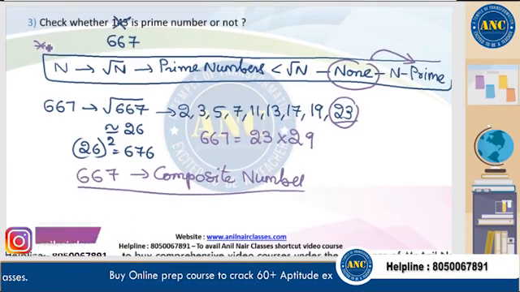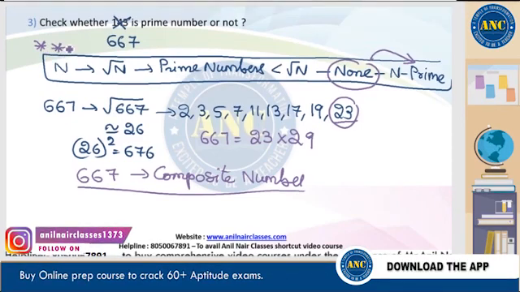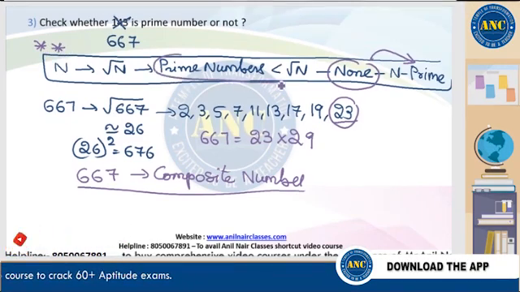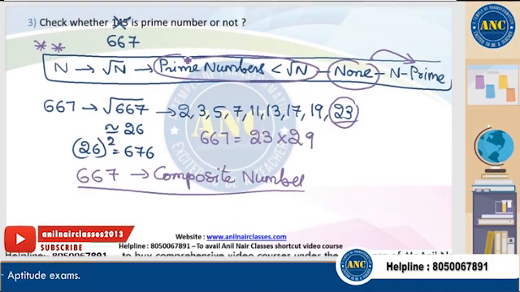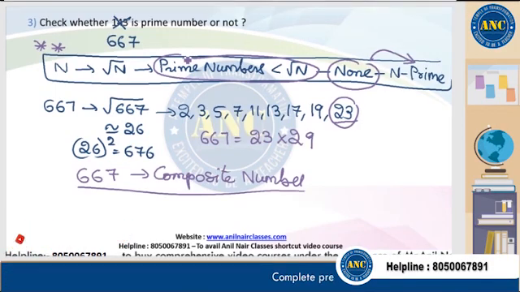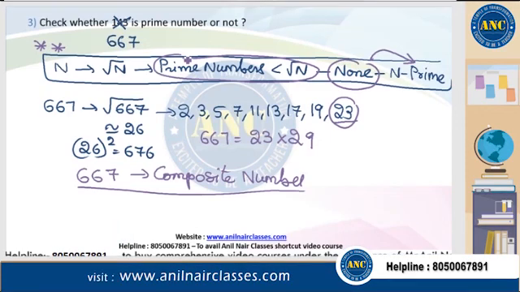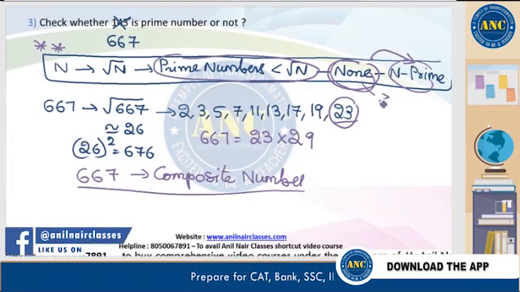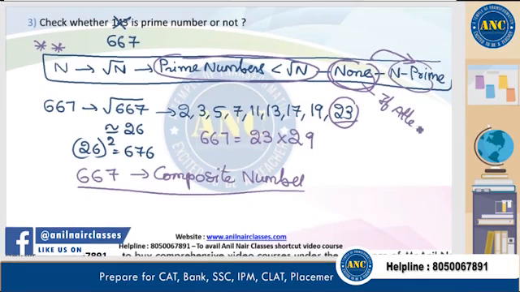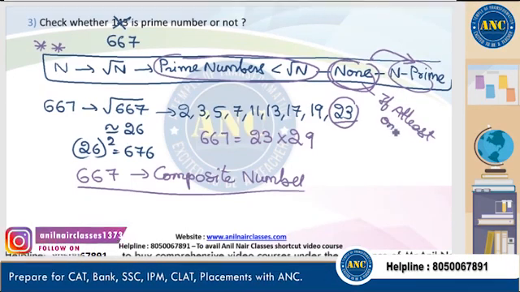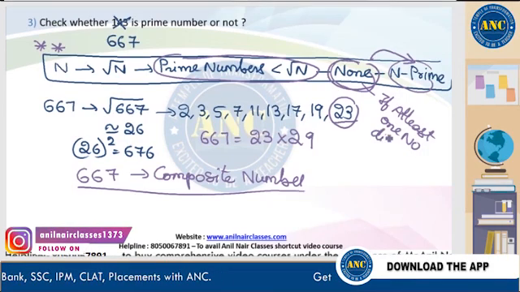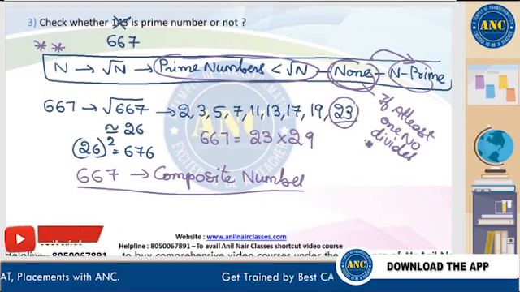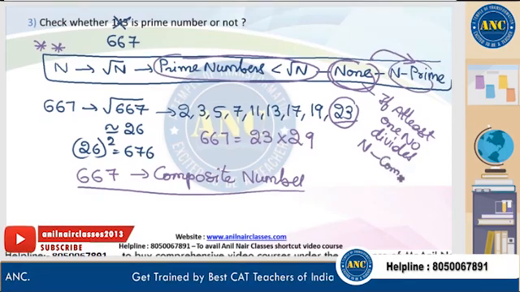This is the basic way to check whether a number is prime or composite. Why have we taken all the prime numbers less than root n? The numbers greater than root n are derived from the factors less than root n. If none of them divides the number, then the number is a prime number, or if at least one number divides, then the number is a composite number.